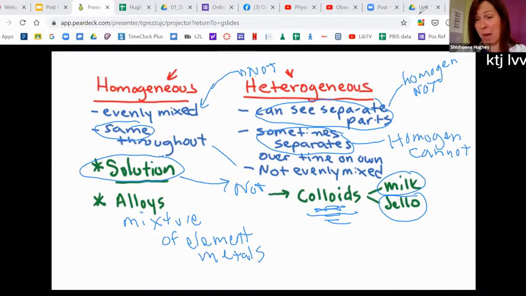If it goes bad, it separates. You're right, Addie. So because that happens, that means milk is definitely heterogeneous. And if you've ever heated milk, you can separate the fat to the top as well when you heat it.